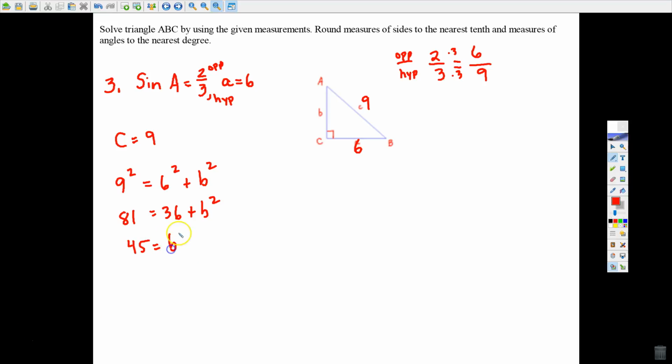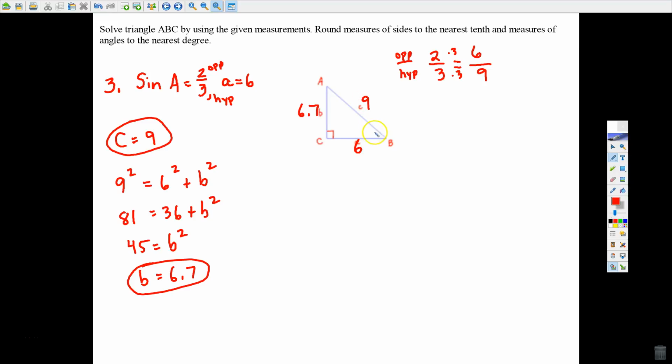45 is equal to B squared. And now we do the square root of both sides. And we get 6.7 for B, rounded. Okay, so we got side B, we got side C, and now let's work on angle, either one. We can do angle A or B. Well, actually, we could do either angle, but let's just go with B.